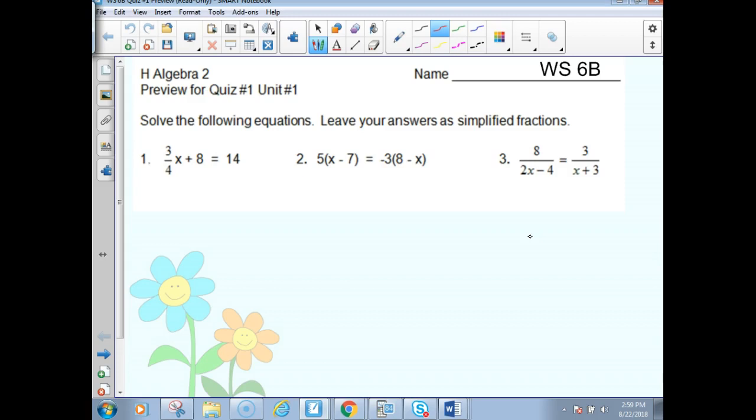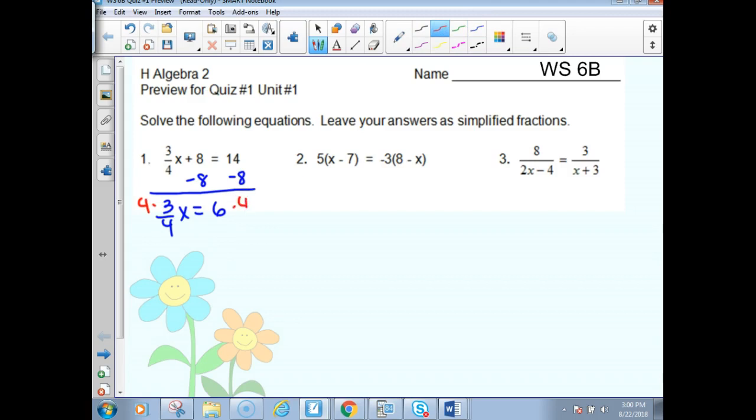I'll pause while you guys get that out. Well, these are some examples of things to expect on tomorrow's quiz. For number 1, you could multiply through by the LCD 4, or you could just go ahead and start off by subtracting 8. I would probably do that for this particular problem. 3/4 times x is equal to 6. And then I would multiply by 4.